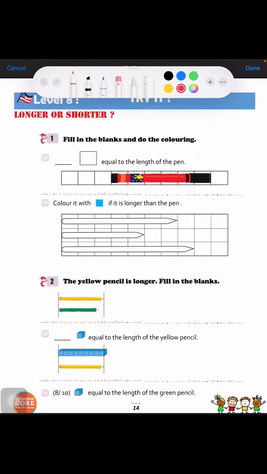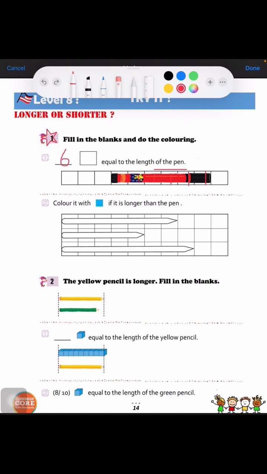Okay, now we take a look at page 14. Fill in the blanks and do the coloring. So the first question, we need to find the length of the pen. So how many squares equal the length of the pen? Let's count together. 1, 2, 3, 4, 5, 6. 6 squares equal the length of the pen. And then take a look at the next question.